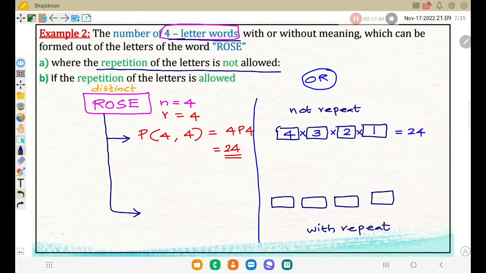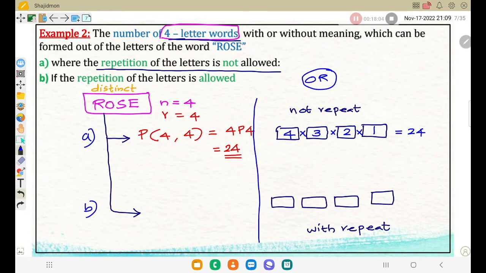I hope you understood that one, without repetition, not repeat. Correct? Either you can do it like permutation of 4 objects, 4 at a time, 24, or we can do it like this with boxes, how many possibilities in the first, second, third, fourth, like that. Okay, this is the A part of the question. Now I am coming to the B part of the question.